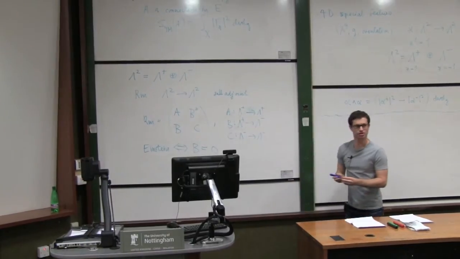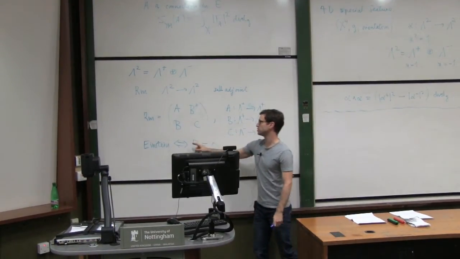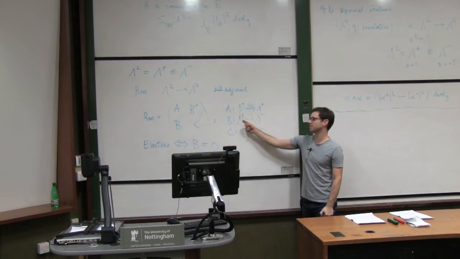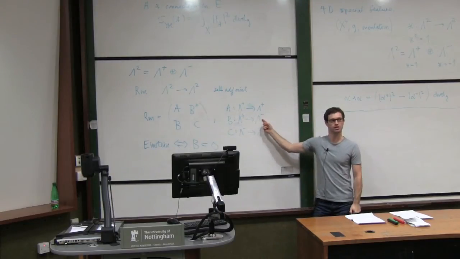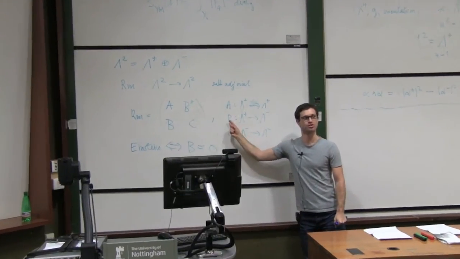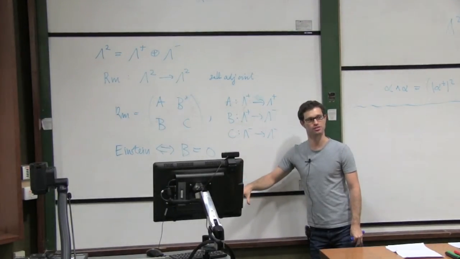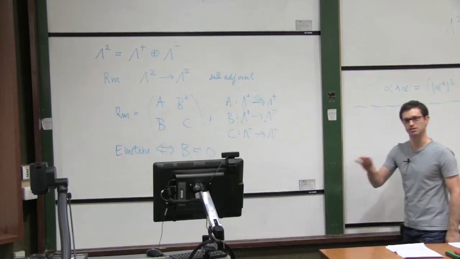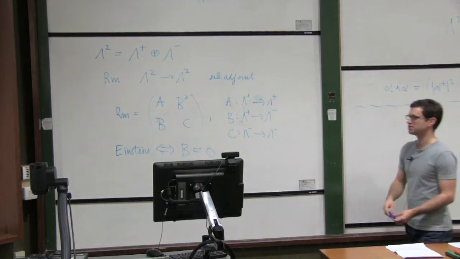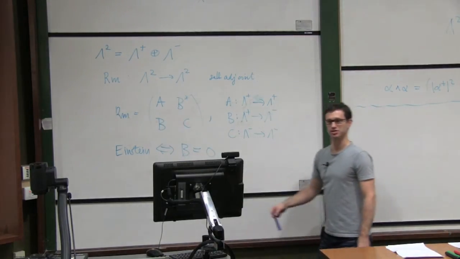So let me just give you one sort of sanity check on this equation. B is a map from a three-dimensional space to a three-dimensional space. So it's 9 numbers. And Einstein's equations in dimension 4 are 9 scalar equations at a point. Trace-free Ricci has got 9 components. So it's at least the right number of equations.